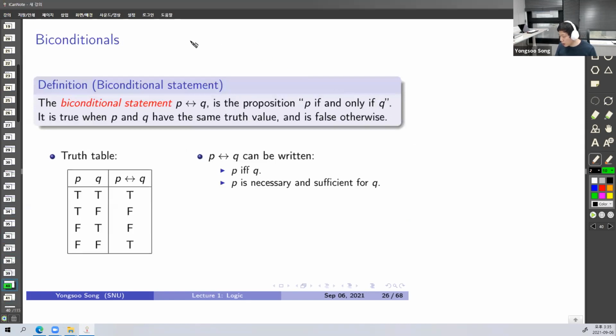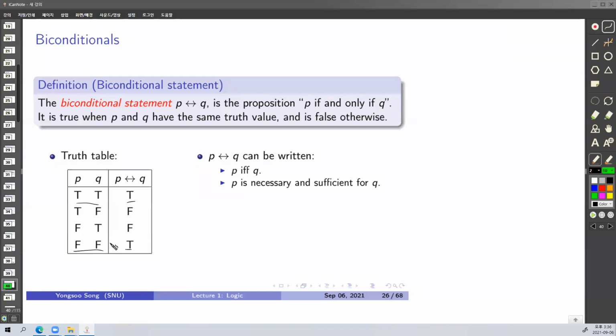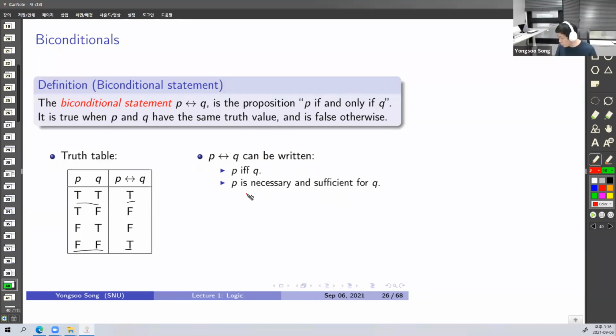So the final operation is called the biconditional. The biconditional is read P if and only if Q. It is true when P and Q have exactly the same truth value. You can see that this proposition is true if both P and Q are true or both are false. We can sometimes read it as P iff Q, or P is a necessary and sufficient condition for Q.